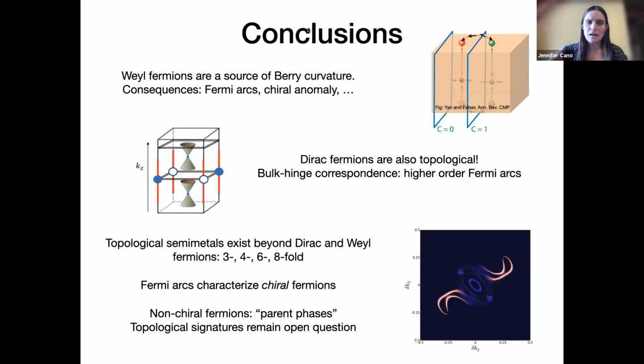And these are the main conclusions that I want to leave you with. So maybe just to summarize in one sentence, Weyl fermions are sources of Berry curvature. Therefore, they have this interesting bulk edge correspondence, and we consider them chiral. But some of the other types of multifold fermions and also Dirac fermions are not chiral. And so it remains in these cases to figure out what the topological signatures of these symmetry protected fermions are.